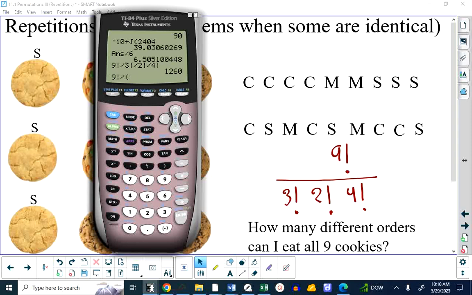As I said, I know what 3 factorial is, it's 6. I find if I have to go into my menu to find out what 3 factorial is, maybe I should learn something from that and just go, oh, it's 6. 2 factorial is 2, 4 factorial is 24. Anyway, the answer is 1260.